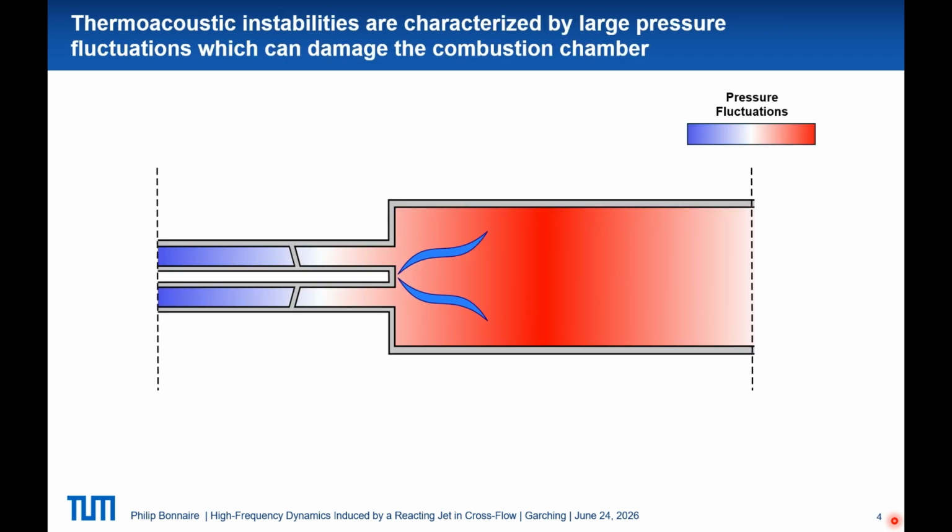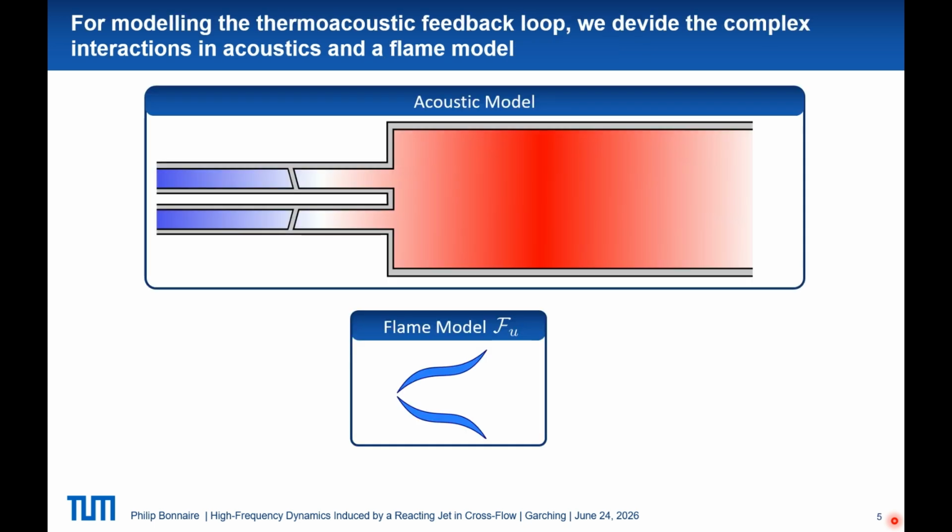What's the problem? Thermoacoustics is often accompanied by large pressure fluctuations, and we want to avoid those large pressure fluctuations because they can damage the combustion chamber. So what do we do? First, we try to model those thermoacoustic instabilities. How do we do that?